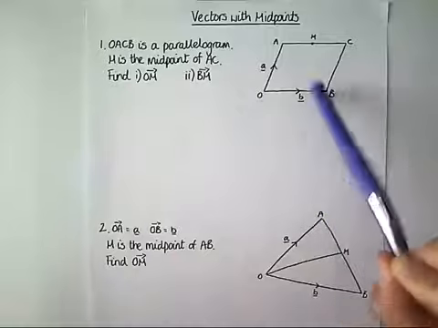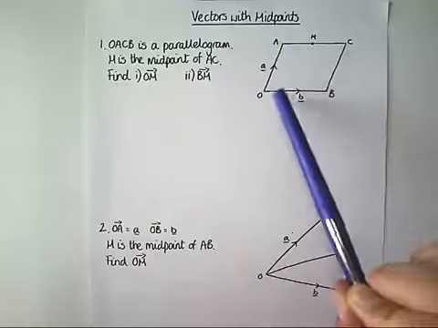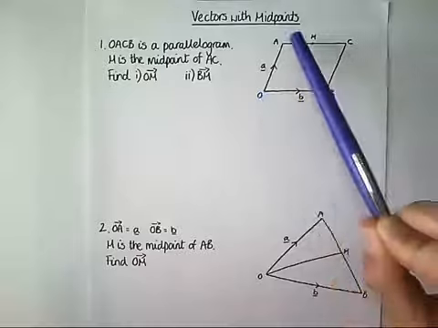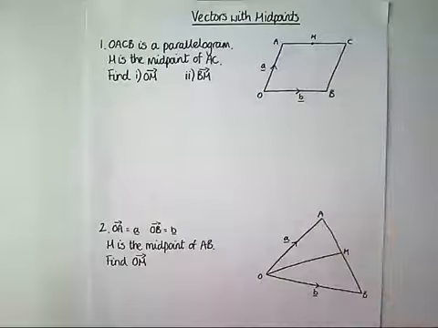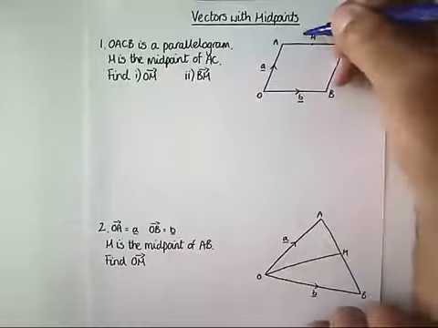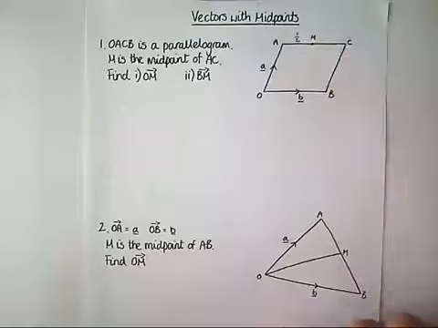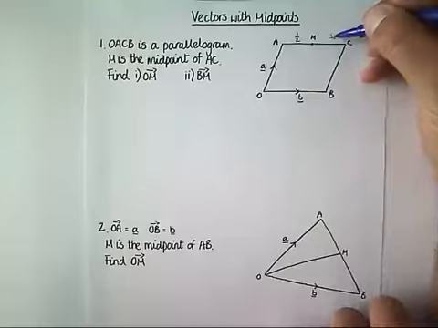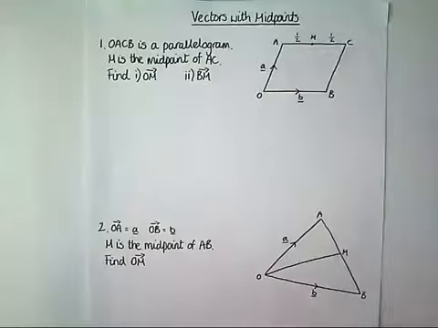And OB and AC are also equal in length and parallel. So if O to B is the vector b, then A to C will also be the vector b. We've got that M is the midpoint of AC. So A to M would be half of the total length, and M to C would be half of the total length. You might just want to note those on. You could write, in fact, that it's half b and half b if you want to. You don't necessarily have to.